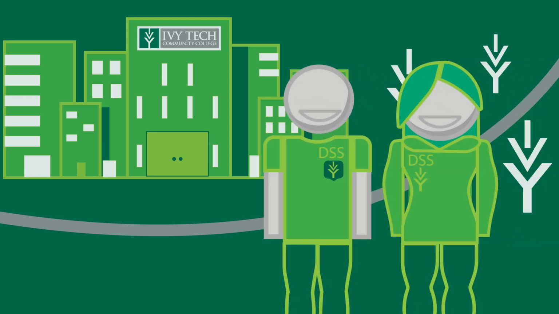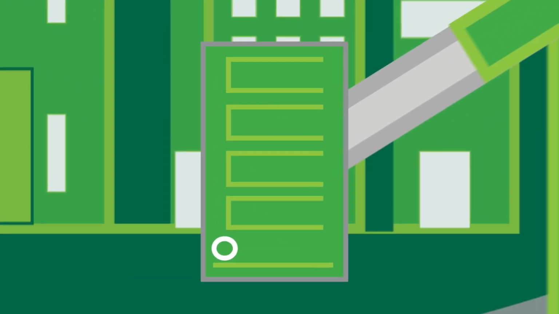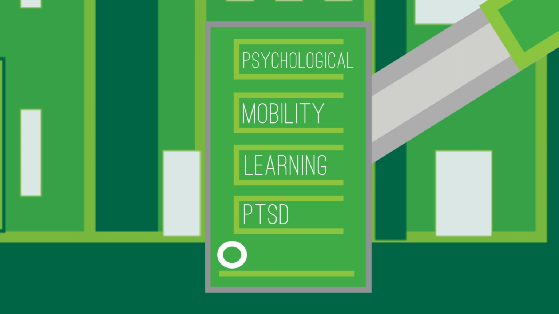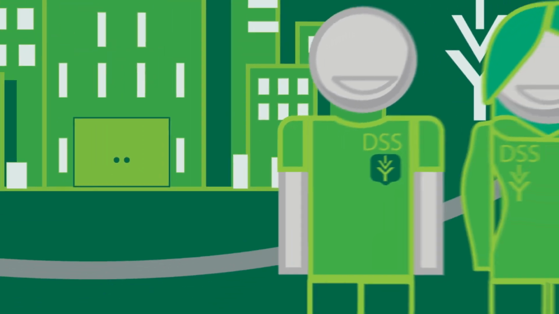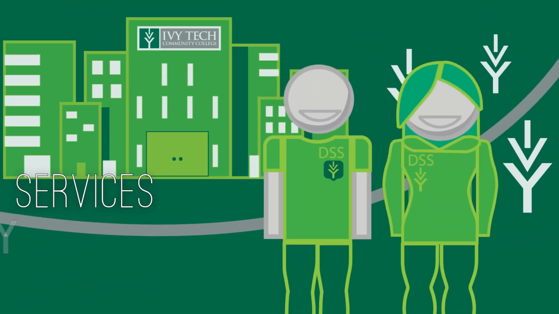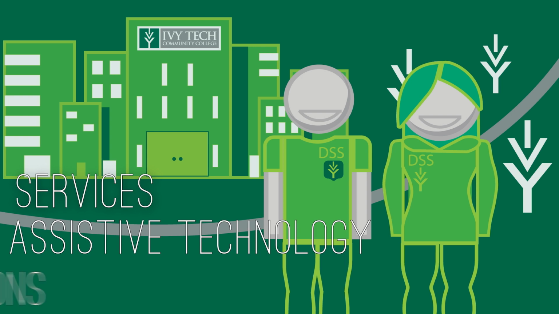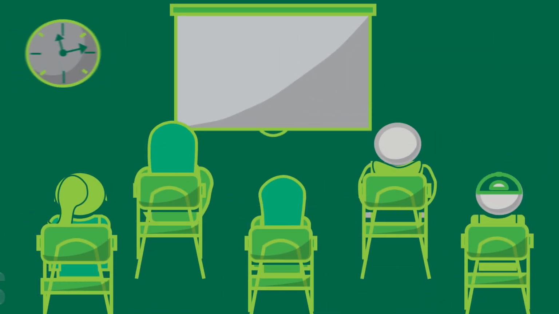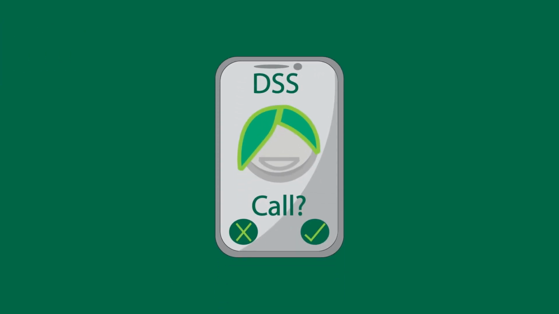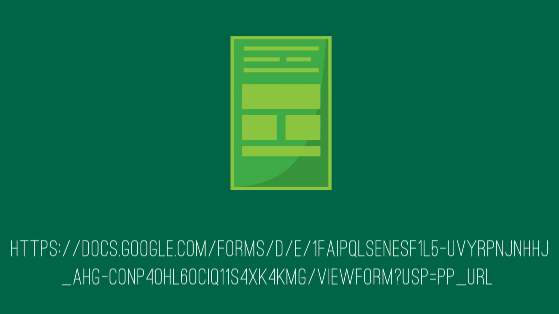The DSS staff can provide information about the types of supports available to address your specific needs. When appropriate, they can provide services, assistive technology, or academic accommodations, like extra time on tests, distraction-free testing environments, and note-taking support. If you would like more information, contact the DSS office on your campus. If you would like someone from DSS to contact you, complete the form.